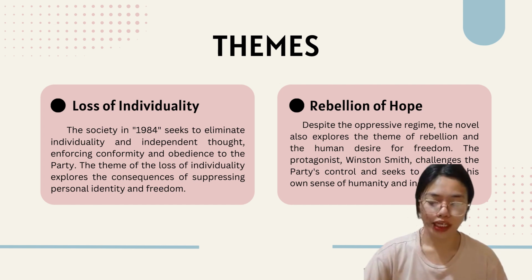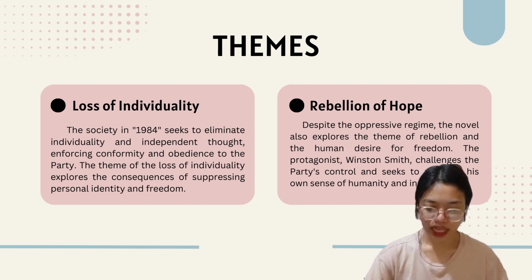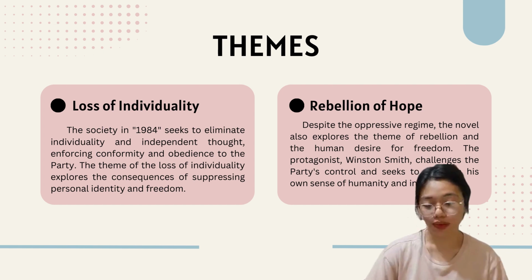The last one is rebellion and hope. Despite the oppressive regime, the novel also explores the theme of rebellion and the human desire for freedom. The protagonist, Winston Smith, challenges the party's control and seeks to maintain his own sense of humanity and independence.